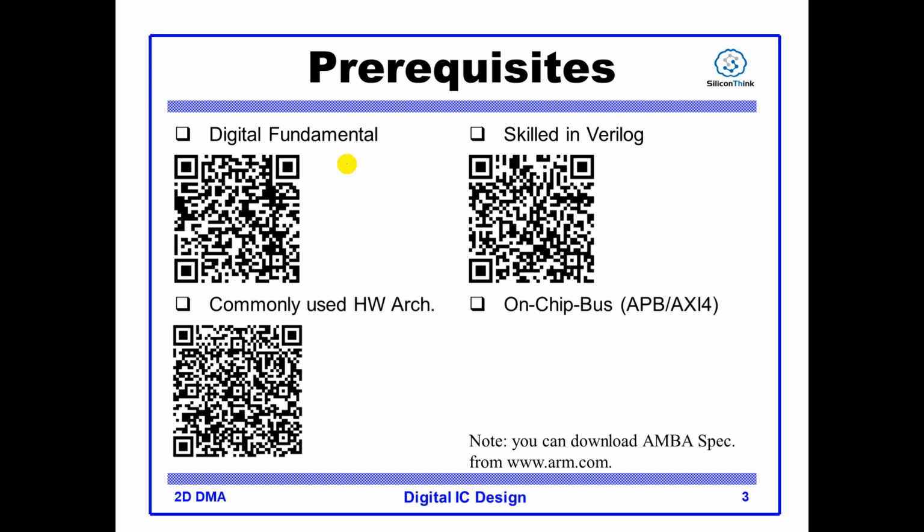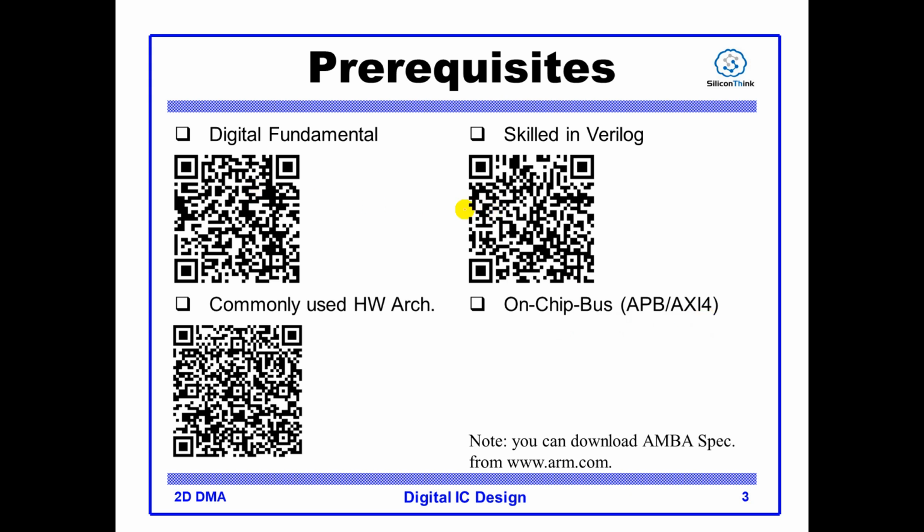First, you must have digital fundamentals and be skilled in the Verilog language. Then you must be familiar with some commonly used hardware architectures, such as how to design a finite state machine and how to do pipelining, and also you need to be familiar with on-chip buses. And here we use the APB and the AXI4 protocol.